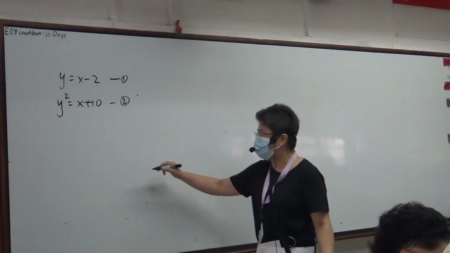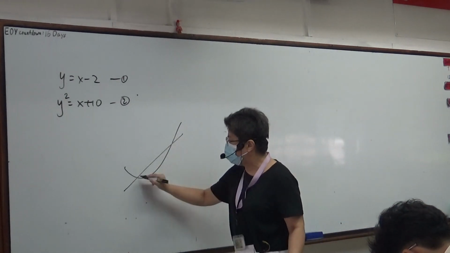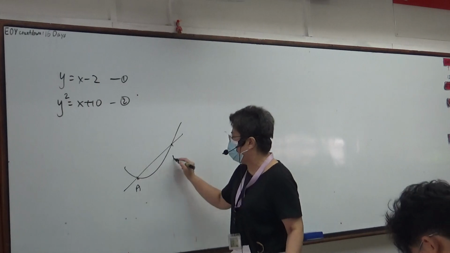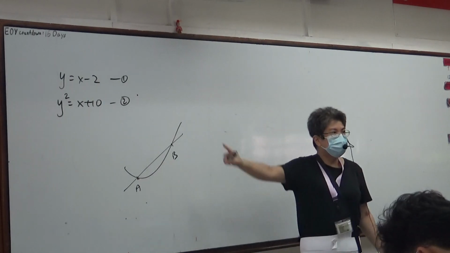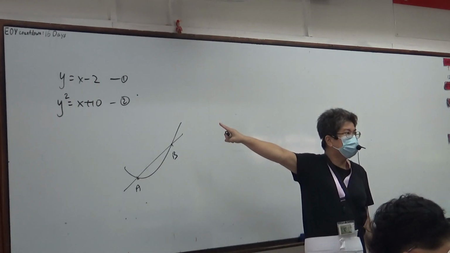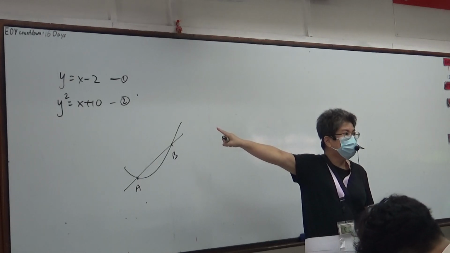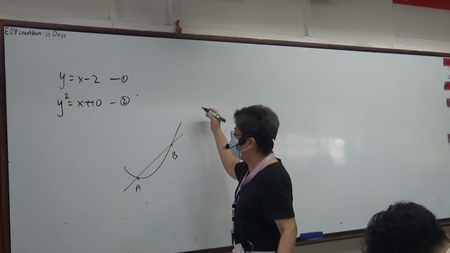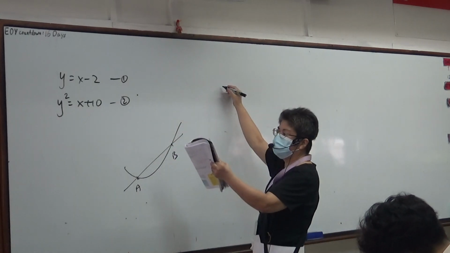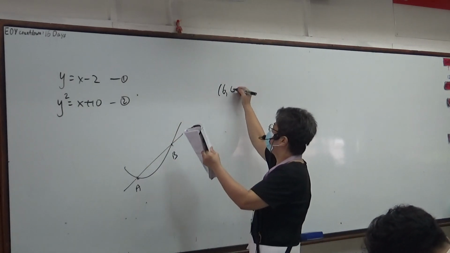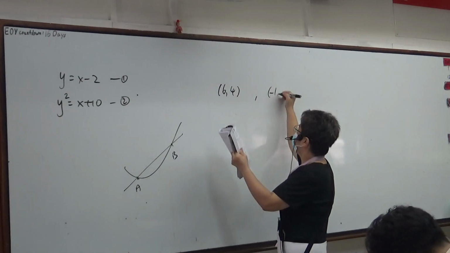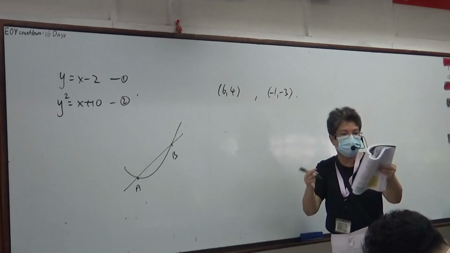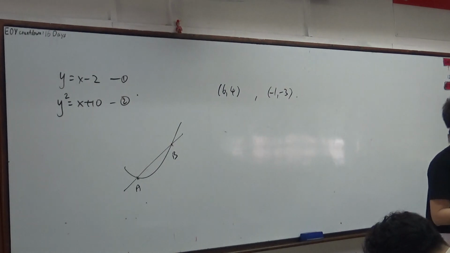That means I will have a curve, and this curve will intersect the line at A and B, right? Alright, that means I must solve this simultaneous equation. Am I right to say that? Yes or no? Okay, clear. Then after I get the 2 points, which the textbook tells you are (6, 4) and (negative 1, negative 3), either one can be A or B, it doesn't matter.